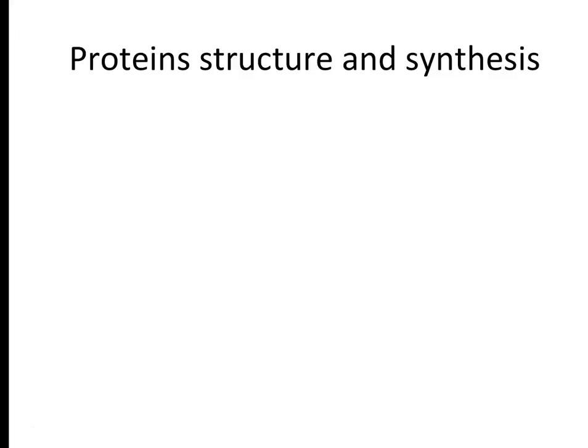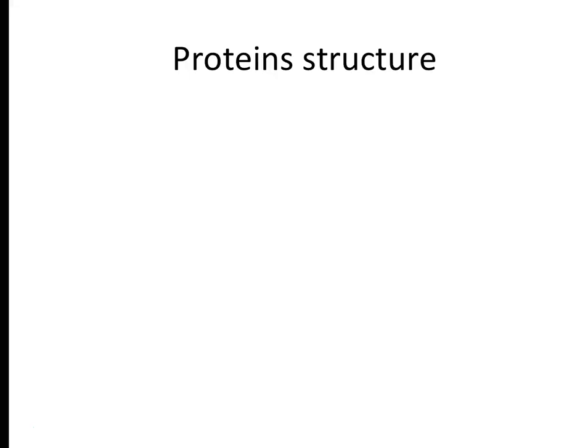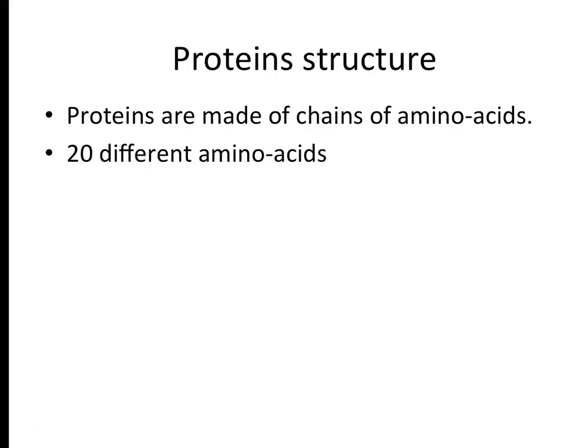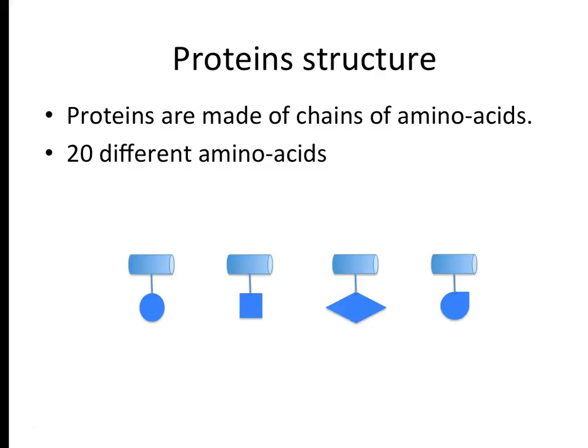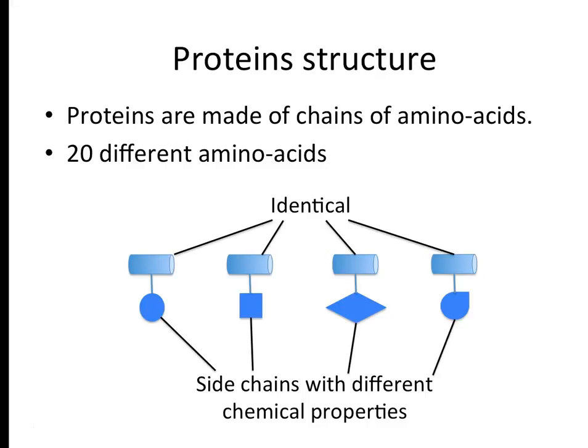Protein structure and synthesis. And to start with, we're going to look at protein structure. Proteins are made of chains of amino acids, and there are 20 different amino acids to choose from. Amino acids are made of a part which is the same for all amino acids, it is identical, and a side chain with different chemical properties depending on the amino acid. So how do we get from amino acid to proteins?